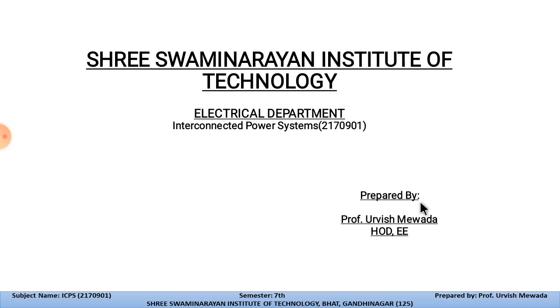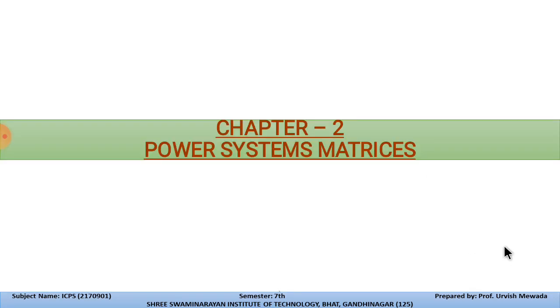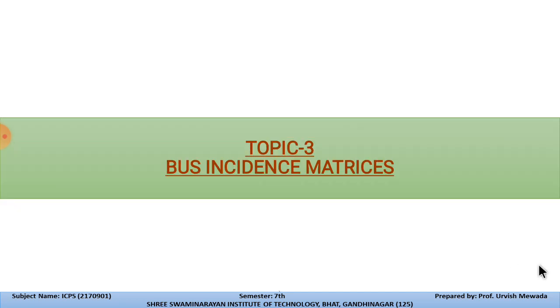This is the second lecture for chapter number 2. In the first lecture we studied the explanation of graph theory and primitive network. Now today we will study topic number 3, bus incidence matrices.